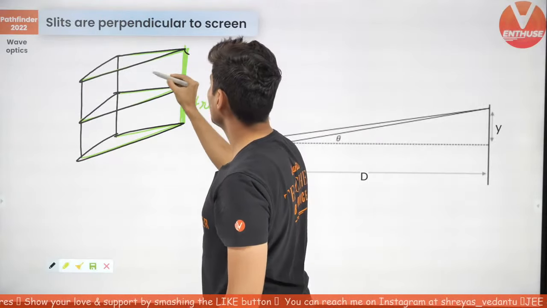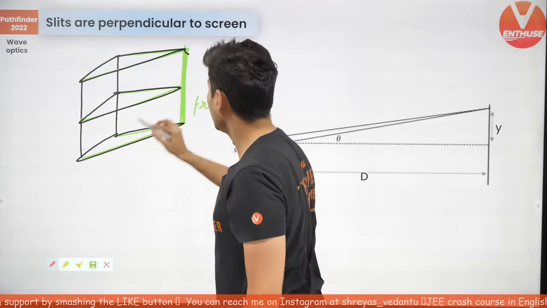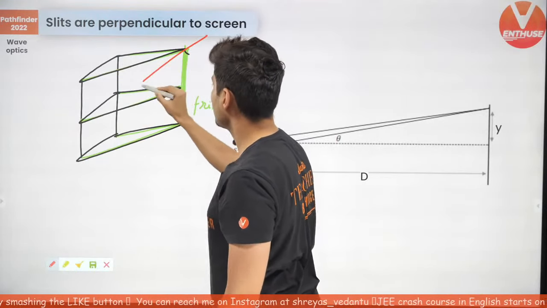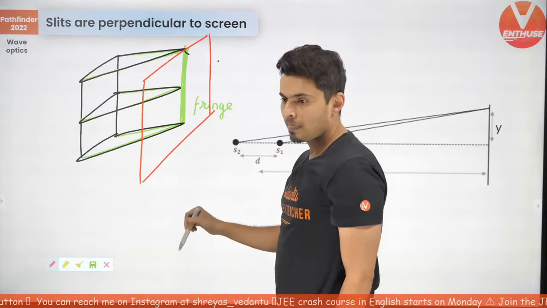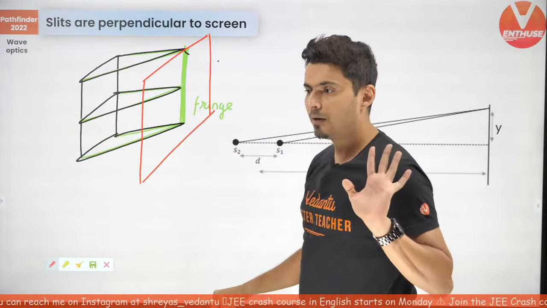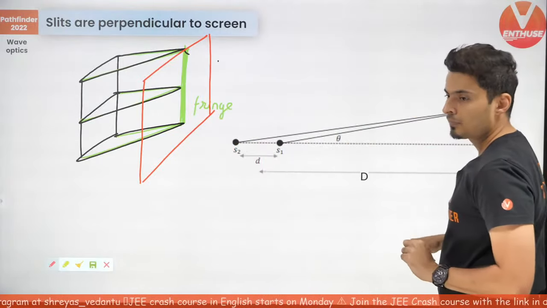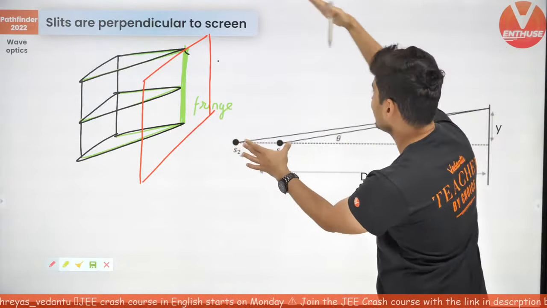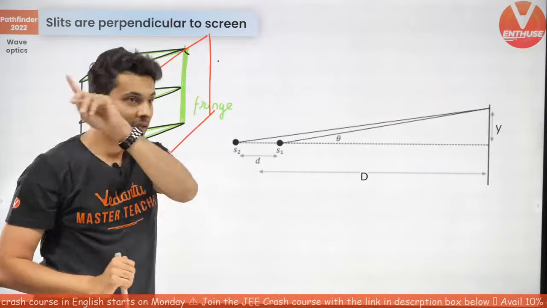Is that understood, my warriors? Is that understood why you get an interference pattern on the screen in the form of fringes? Perfect. Is that clear? Now, the moment you make the slits this way, remember the screen is not here. The screen is here. The screen is not here. It's there.